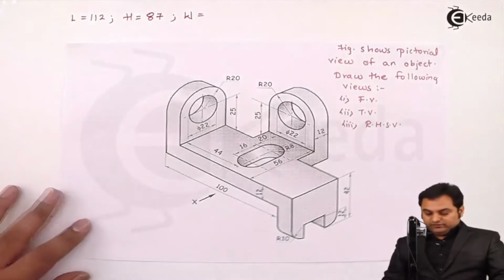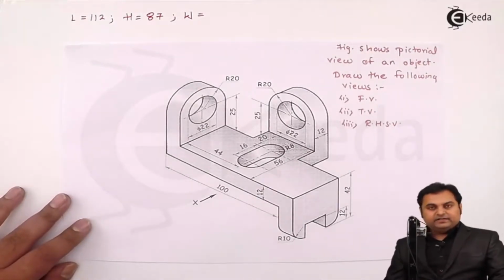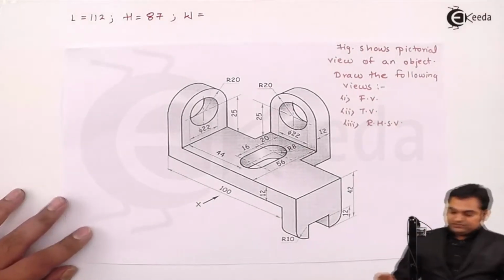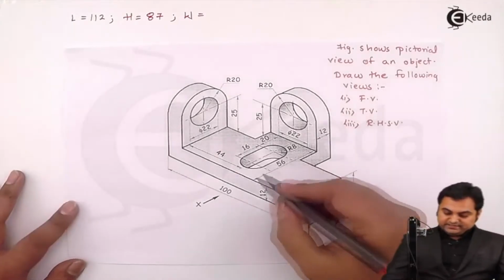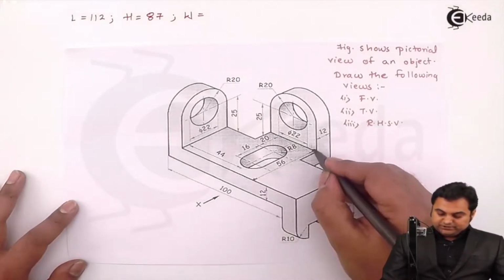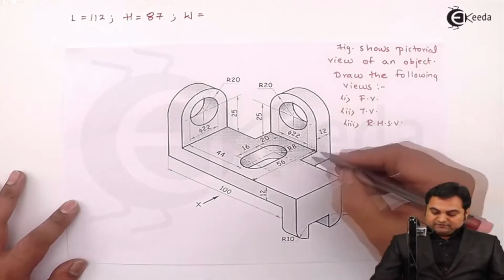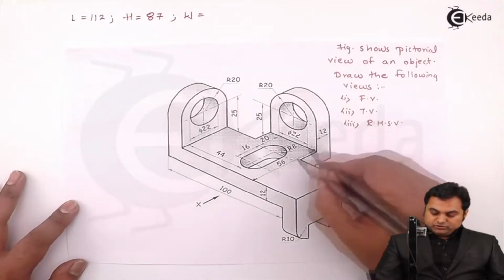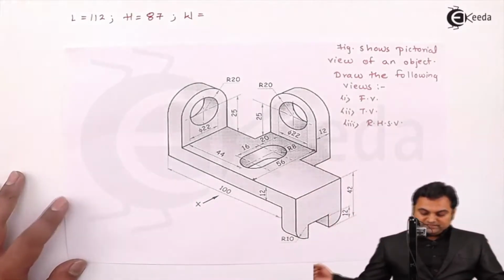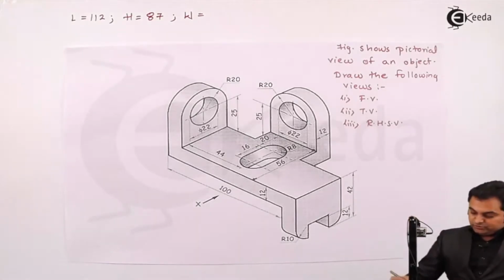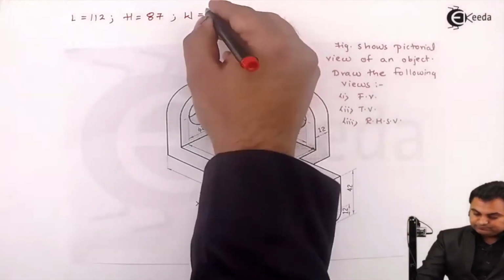Then the total width: when I'm looking from this side, that is the right hand side, that is going to give me the width. As I can see here, from this portion up till here, it is 56 mm. After 56, there is 12 mm. So 56 plus 12 is 68, which is the total width of the object.